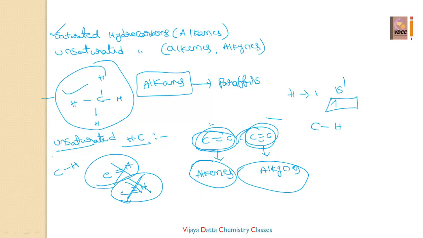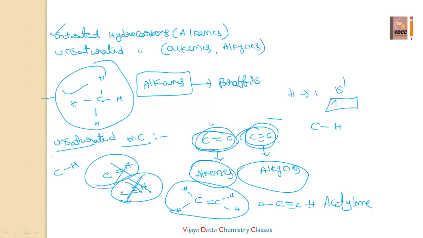The example for alkenes is CH2=CH2, that is, C double bond C with H, H, H, H. The name of this compound is ethylene. And HC triple bond CH is called acetylene. Acetylene is its common name, and its IUPAC name is ethyne. Ethylene is the common name, and ethene is its IUPAC name when a double bond is present. So this is about the hydrocarbons.